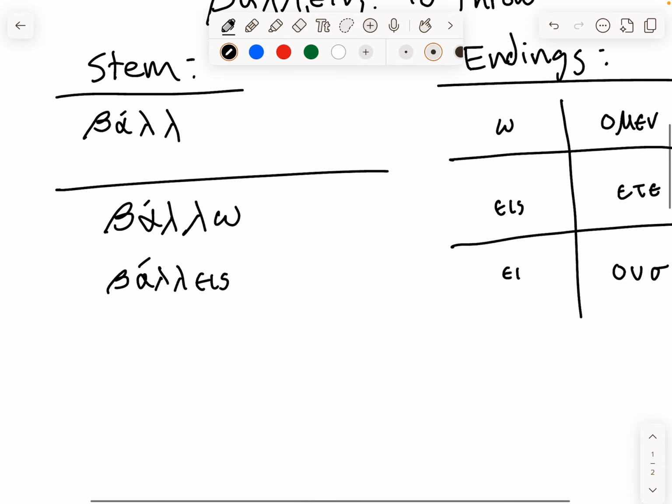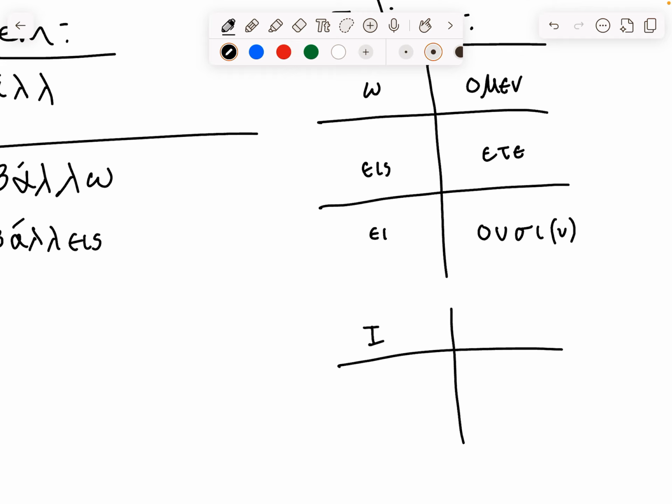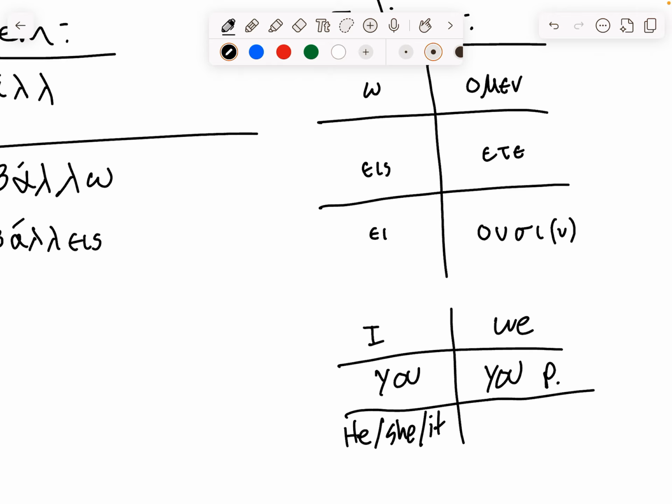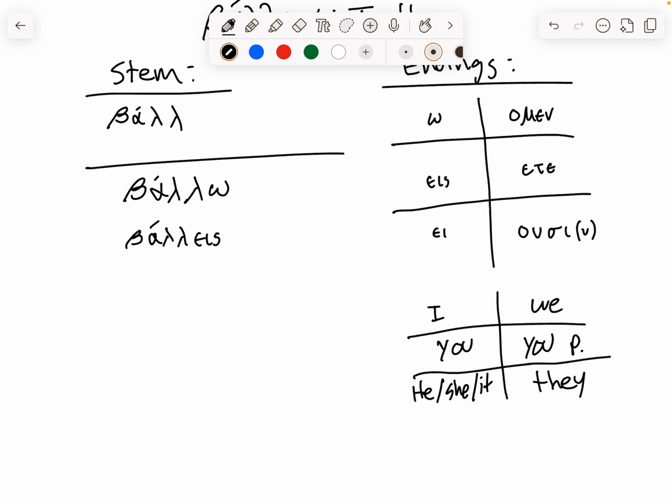So then what do these other endings mean? Here's what they mean. It means I, you, he, she, or it, we, you plural, and they. So when you take the stem and add each one of these endings onto the back of the stem, you basically change the verb in a way, right?